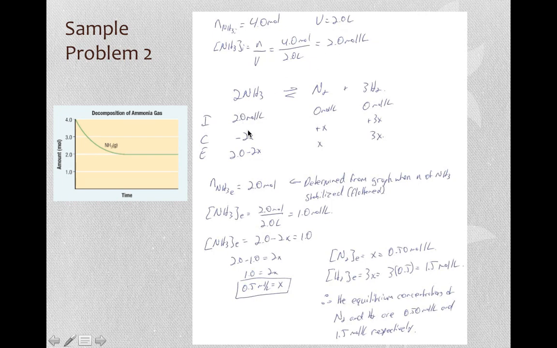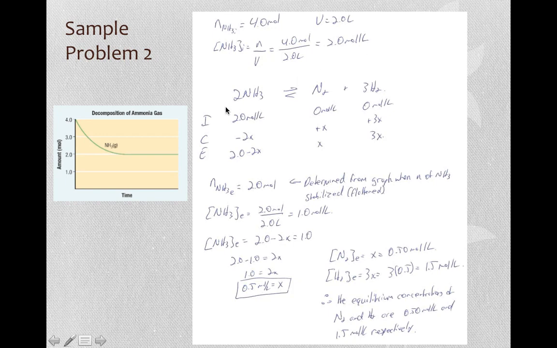So in our ice table, we only include molar concentration. So I need to solve for the initial concentration of NH3. And we know that concentration is equal to moles divided by volume, so n divided by V. Remember that volume always needs to be in liters for molar concentration. So we're taking 4.0 moles and dividing it by 2 liters. So our initial concentration of NH3 is 2.0 moles per liter.